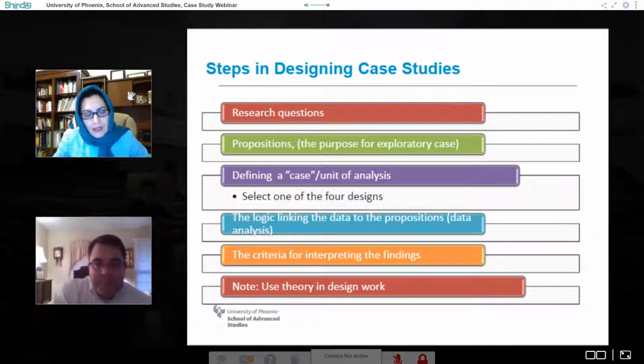Here's another one. Thank you for clarifying the need for multiple data sources. Are there certain methods that go well together? For instance, do maybe interview and focus group or surveys and something else?